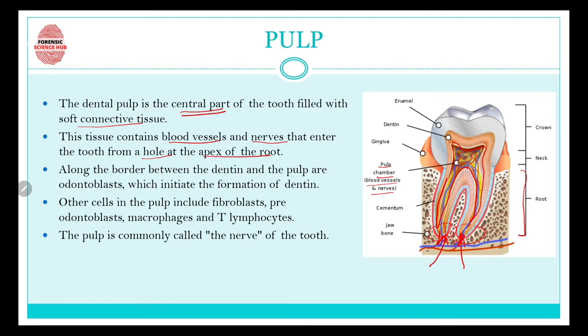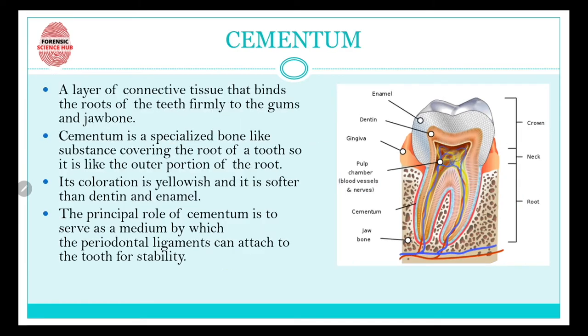Along the border between the dentine and the pulp are odontoblast cells, which initiate the formation of dentine. Other cells include fibroblasts, preodontoblasts, macrophages, T lymphocytes. The pulp is commonly known as the nerve of the tooth. So till now we know that pulp is a central part. It is filled with blood vessels and nerves. It has cells like odontoblasts, fibroblasts, macrophages, etc. and it is commonly known as the nerve of the tooth.